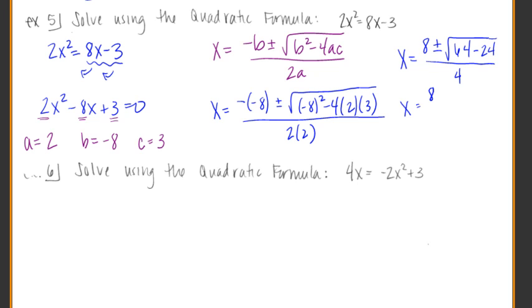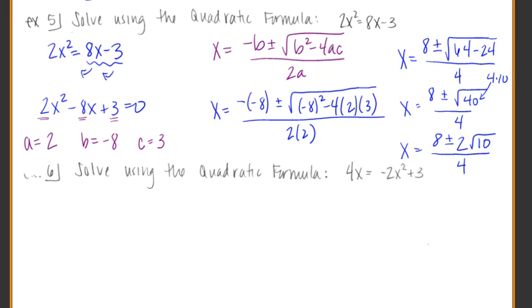Okay, and just working with this some more. 64 minus 24 is 40. And we kind of looked at 40 before. It's not a perfect square, but I know I can break that up into 4 times 10. So let's clean this up. So it's going to be x is equal to 8 plus or minus, well, the square root of 4 is 2. I can pull that out. Square root of 10 can't do much, so it's got to stay inside that radical, all over 4.